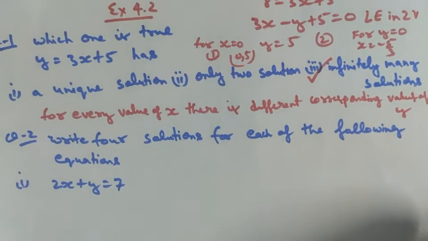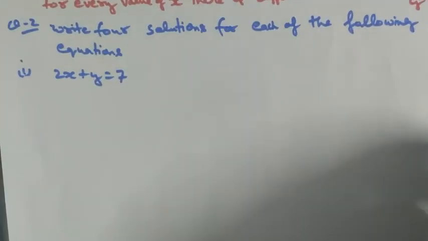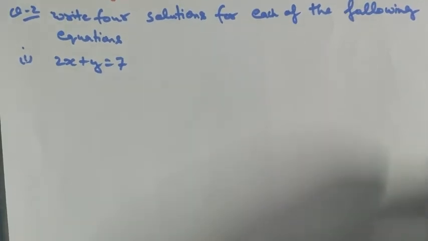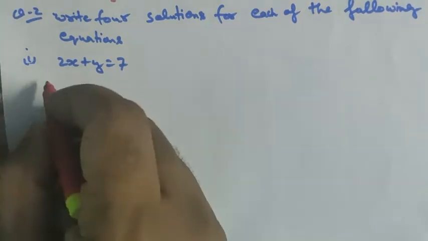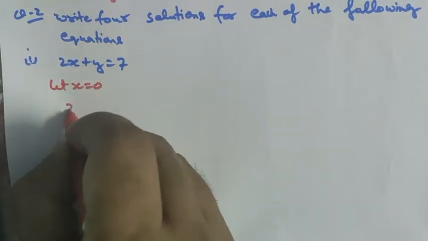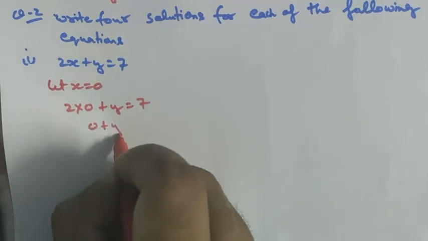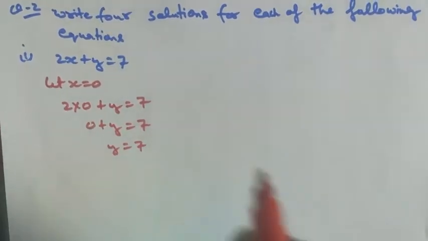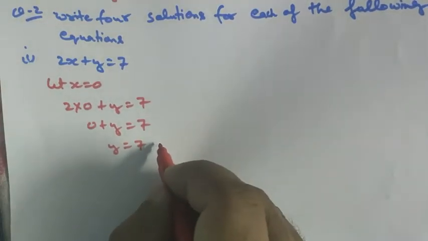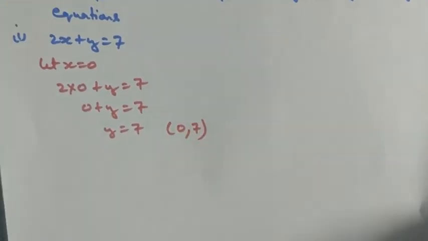Now question number 2, write 4 solutions for each of the following. So this is also a linear equation in two variables, so it will also have infinitely many solutions. Now we have to calculate 4 solutions for this linear equation. First we take x equals 0. In this case 2 times 0 plus y equals 7, so that is 0 plus y equals 7, y equals 7. So the first pair we have got is x equals 0, y equals 7. This is the first solution pair.